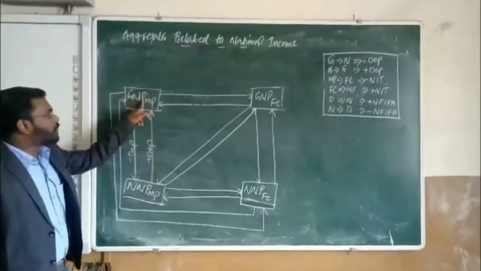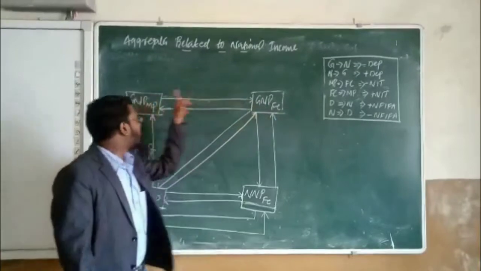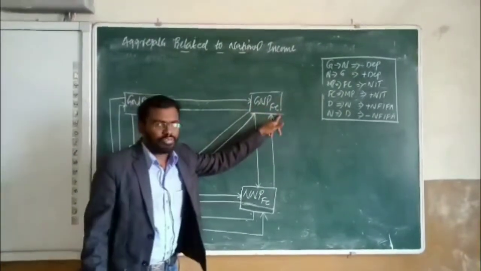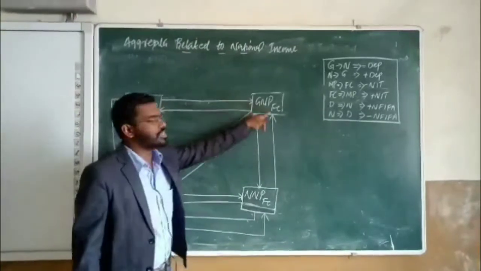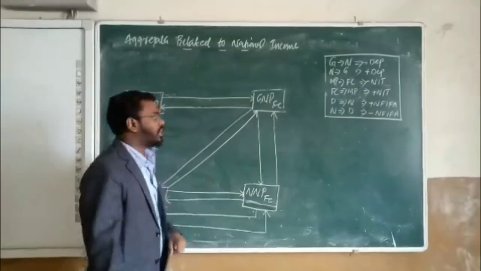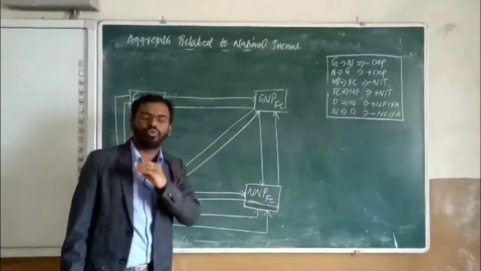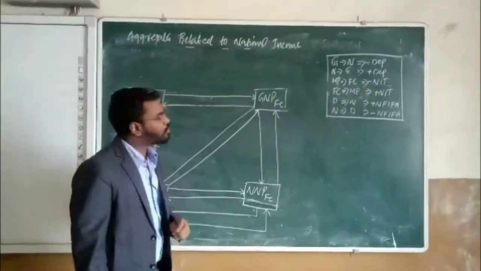Next one, GNPMP into GNPFC. Both are GNP, but the difference is MP into FC. So how can we convert MP into FC? By subtracting NIT. How can we calculate NIT? Net indirect tax. Net indirect tax is equal to indirect tax minus subsidy.